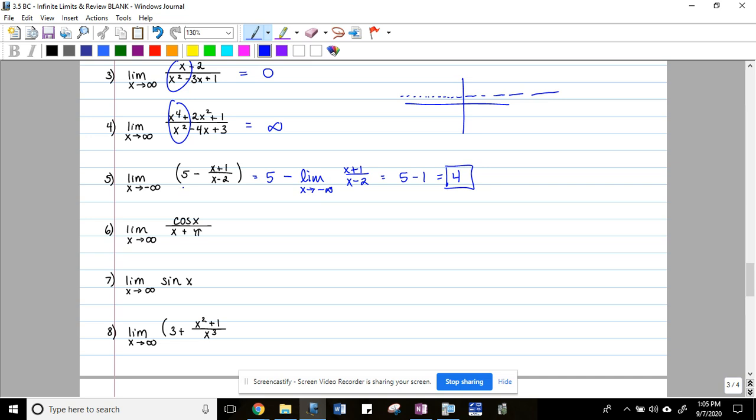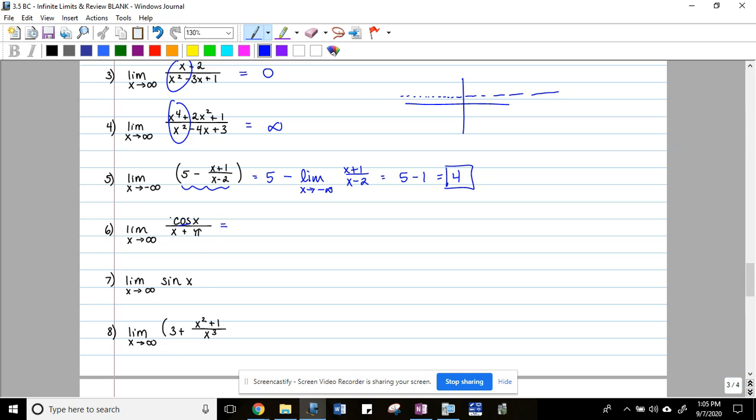Or you could add these together if you wanted to, and then find the horizontal asymptote that way, but I think that takes longer. Number 6 is not truly a rational function because the definition of a rational function is a polynomial divided by a polynomial. But we can still think about what's happening.